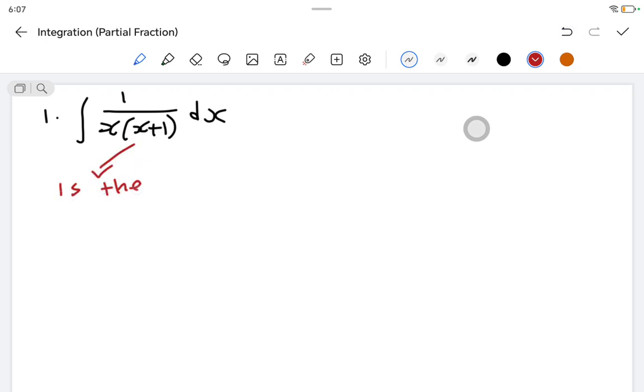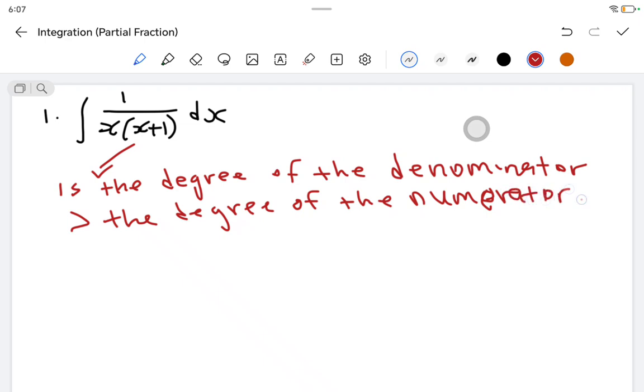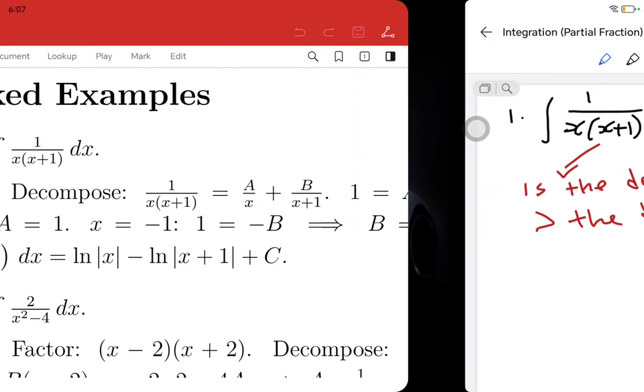Is the degree of the denominator greater than the degree of the numerator? This is the first question that you're gonna ask yourself, right? Then we're gonna go back to the notes. Let's go back to the notes.